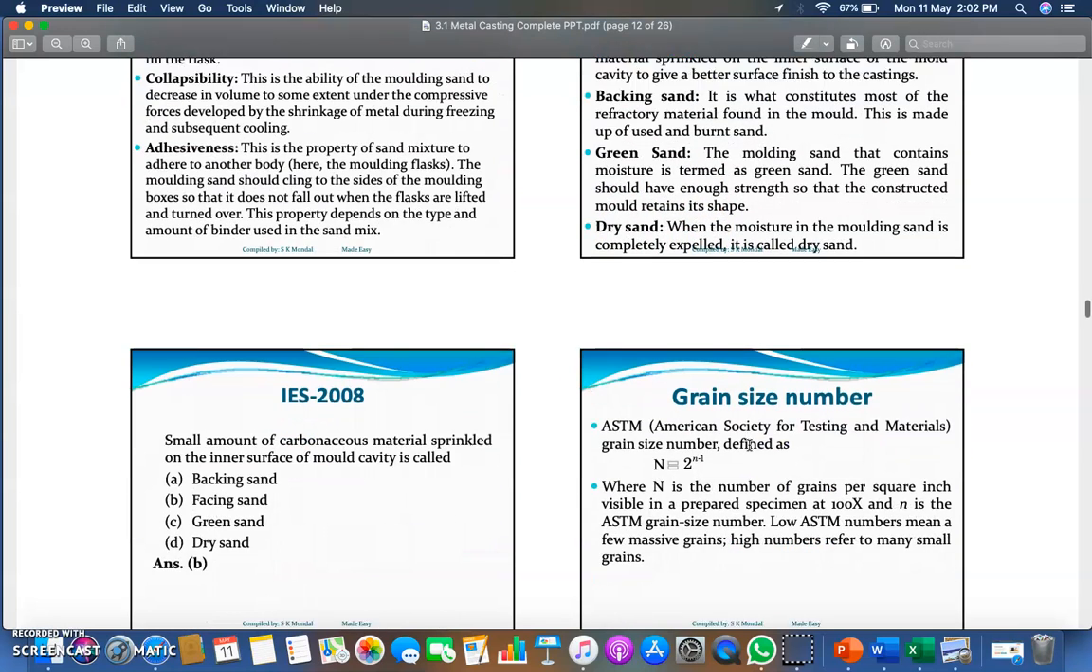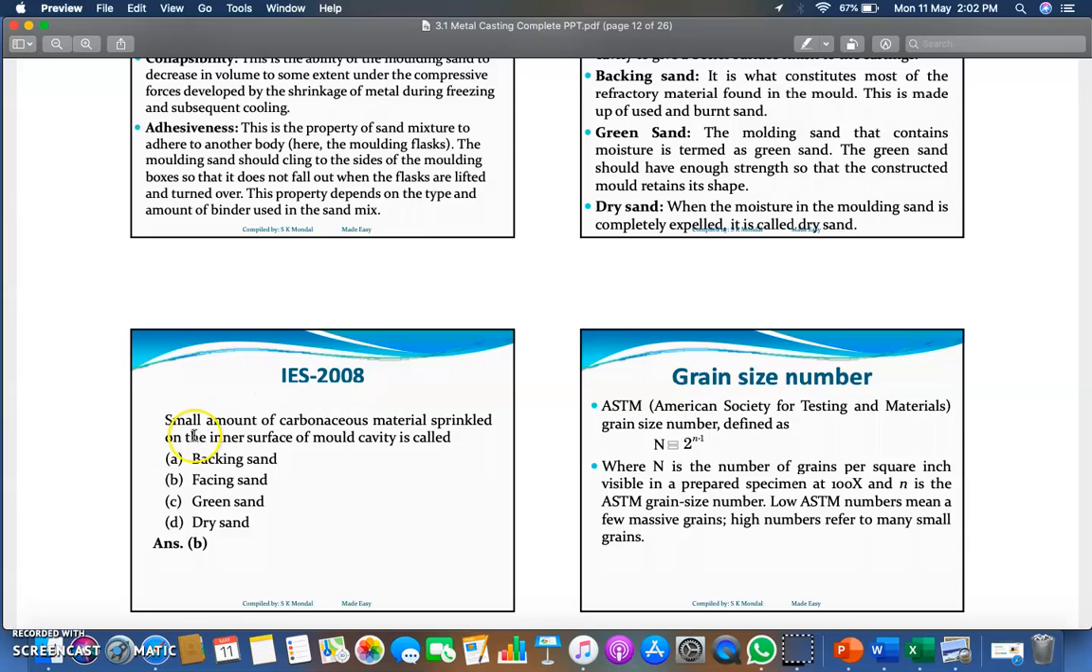A small amount of carbonaceous particles sprinkled on the inner surface of the mold cavity is called facing sand, for improving the surface finish. That is the question asked in IES 2008.